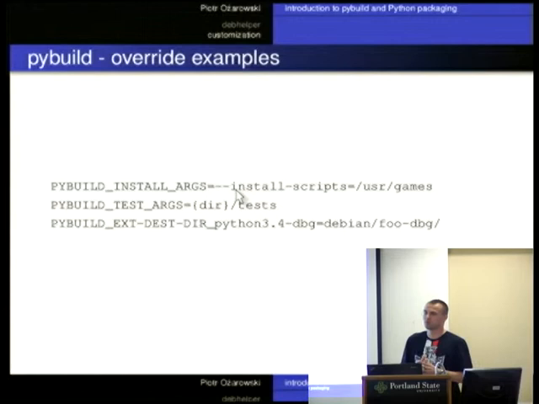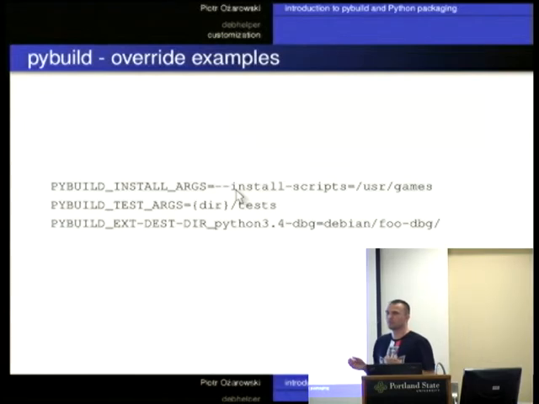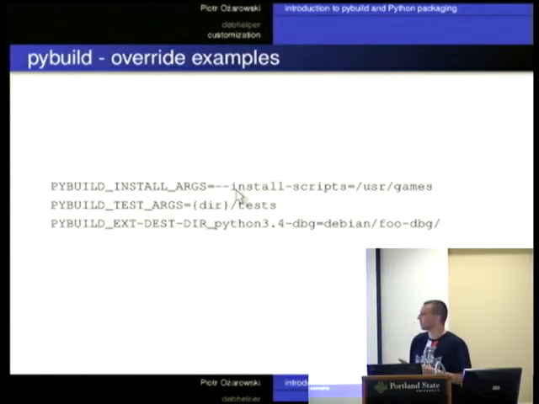And if your upstream maintainer doesn't install tests with a library, then you have to tell Nose or PyTest where to look for these tests. And this is how you can do it in PyBuild. Just use test args, so this option will be added to the Nose command.